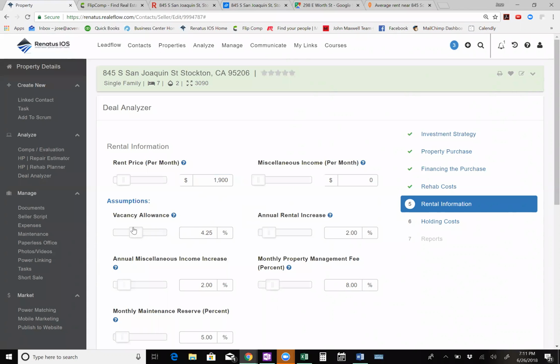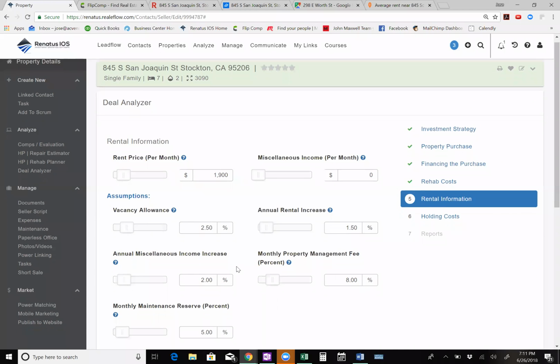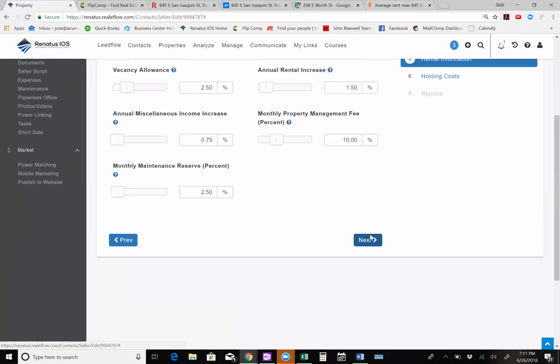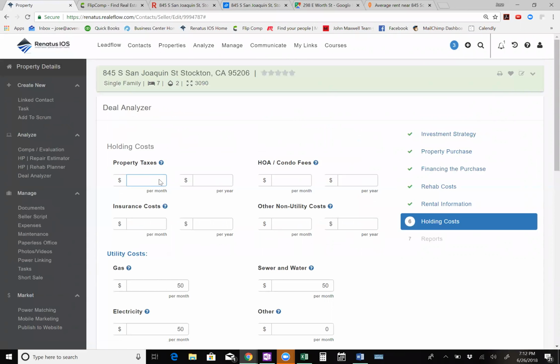Vacancy, I'm going to say it's very low right now. Annual rent increase, I would say it's 1.5. Income increase, property management fee, let's just say 10% because we want to be careful. Your maintenance is going to be low because they just remodeled it. Property taxes, we say $100 a month.